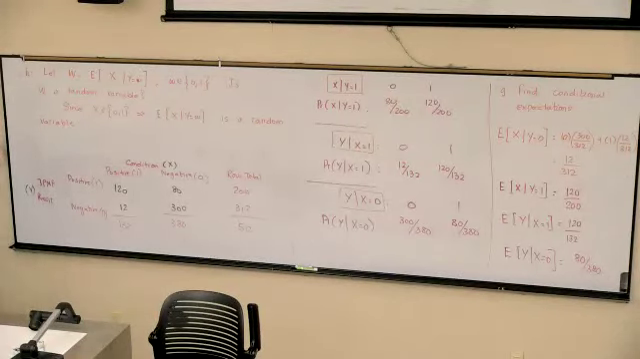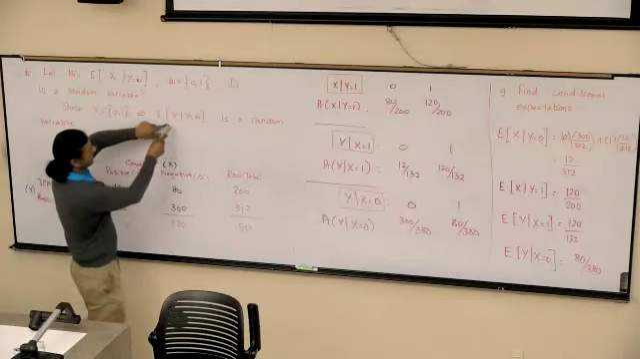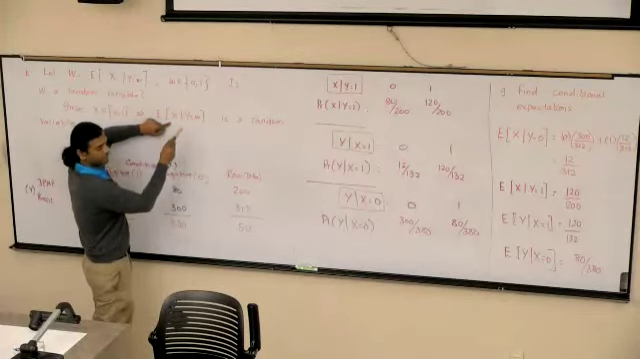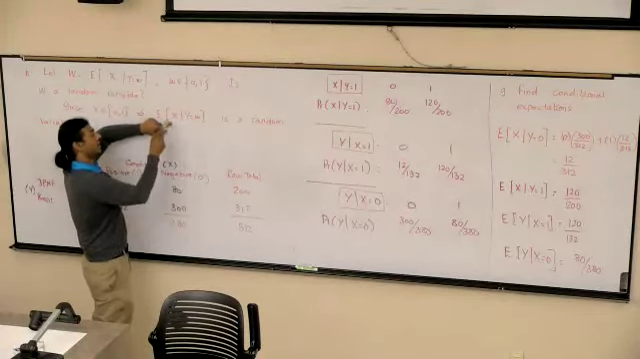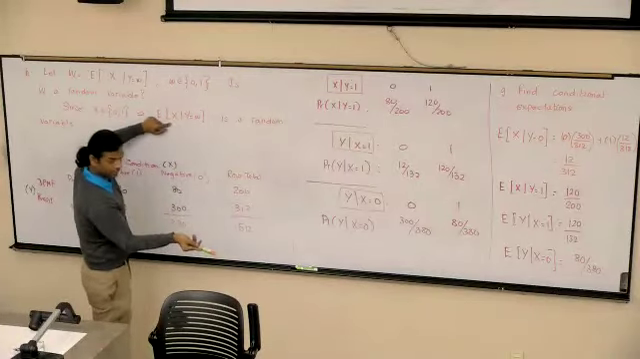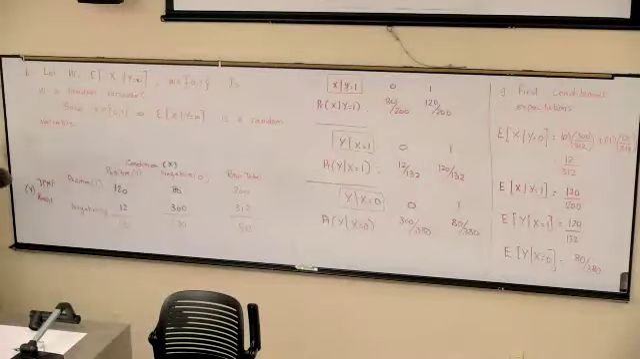Good. Now, what are the 4 possibilities? I've got to say 0 given Y equals 0, 1 given Y equals 0, 0 given Y equals 1, 1 given Y equals 1. 4 possibilities. Add them all together, it is going to give us 1. It will have a PMF. But that's not where I'm going with this.